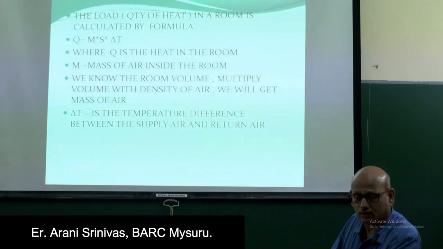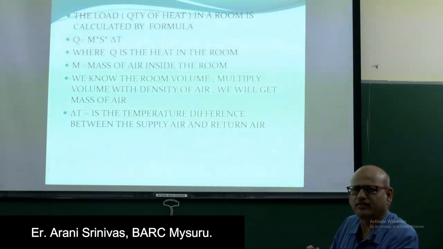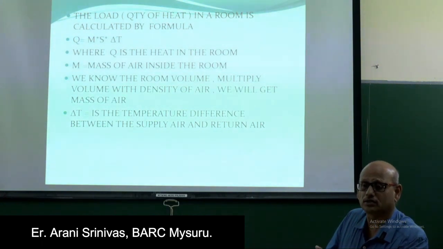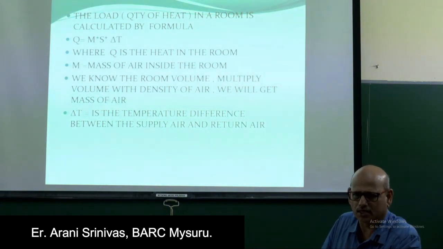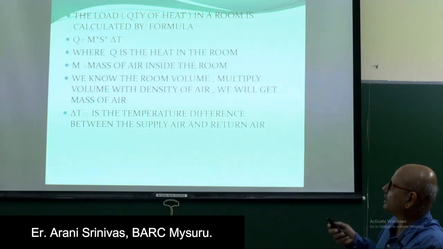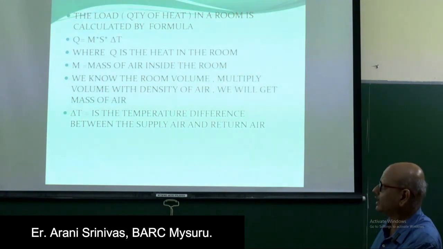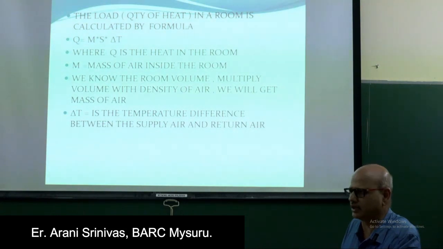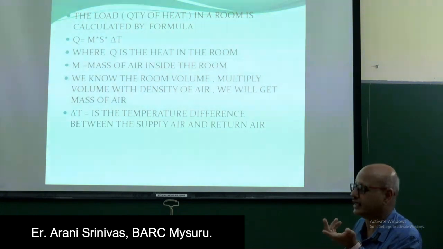If I want to know the heat in this room, I have to take the volume of this room. So many cubic meters of air is available here. The density comes in because it is kg per cubic meter. To convert volume to mass, I have to multiply it by density. We multiply the room volume with the density of air, and we get the mass of air inside the room. Similarly, delta T: your required temperature in the room, you may set at 22, 24, 25, and outside is 35. The difference between 35 and 24 or 25 is 10 degrees, that is the delta T.